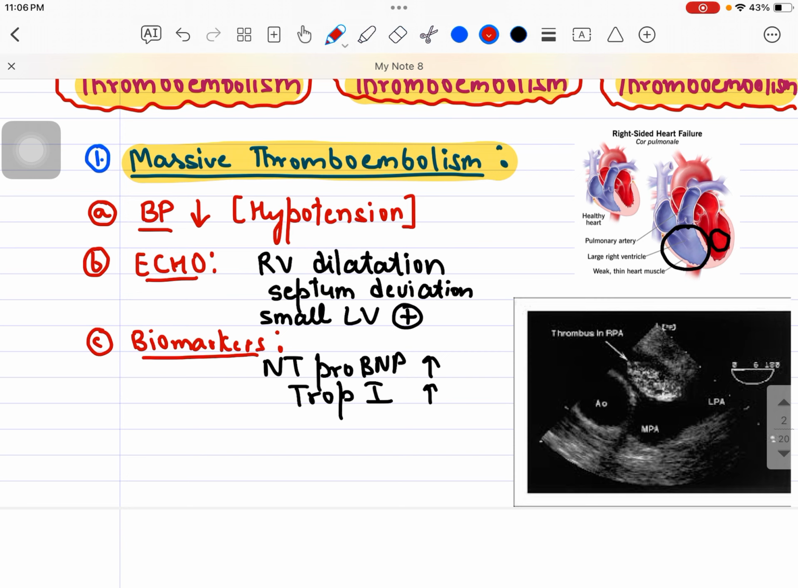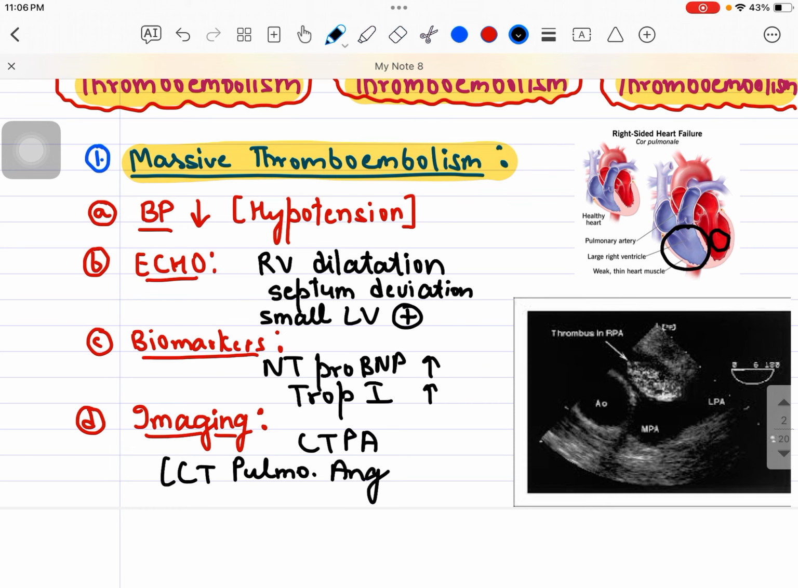And the next one which you need to keep in mind is the imaging. In the imaging, if we are very strongly suspecting that this is a case of thromboembolism, then you should go for the CT-PA, that is the CT pulmonary angiography, right. So please do remember these things, they are very, very important.